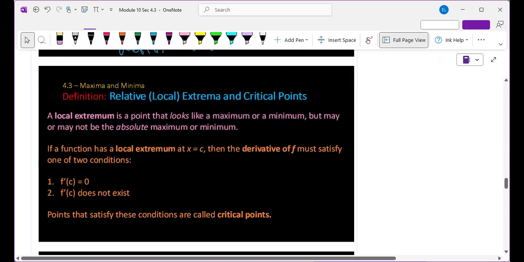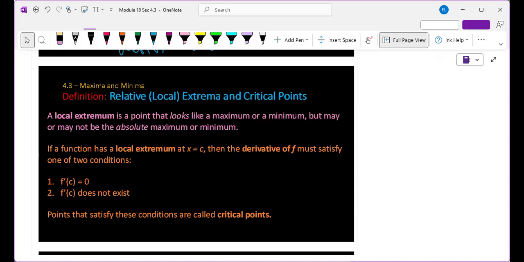All right, so our next slide. Local extrema are like absolute extremes, but they're only true around their little neighborhoods. They may or may not be the absolute. So local extremum occur when the derivative is one of two things. The one we're going to see most of the time is that the derivative equals 0.